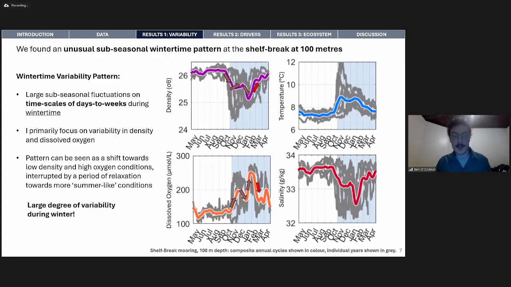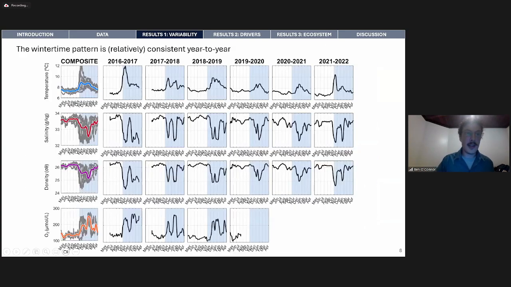We can also note on these plots that there's just a large degree of variability in general during wintertime, which you can see in the spread of the gray time series during winter compared to the summertime. So it caught our interest.